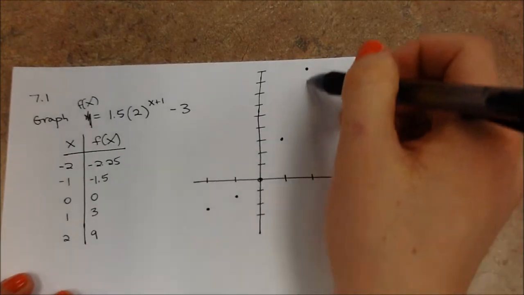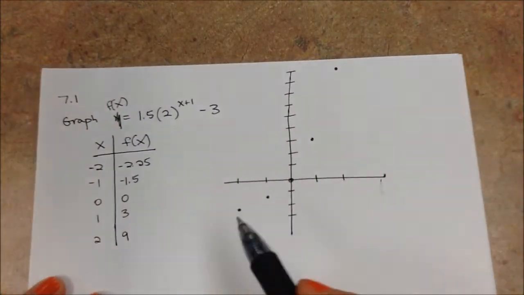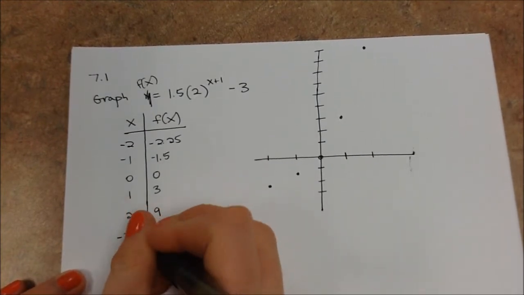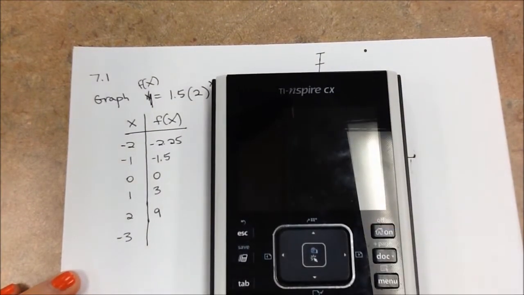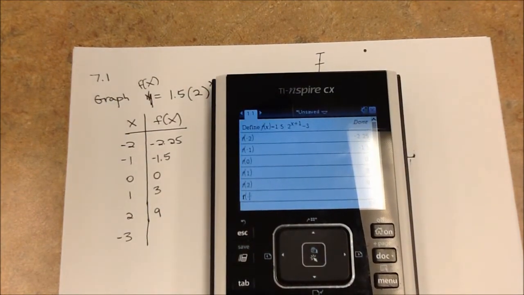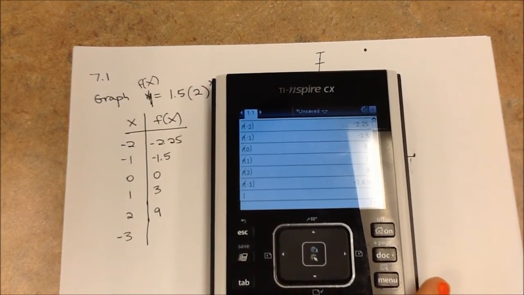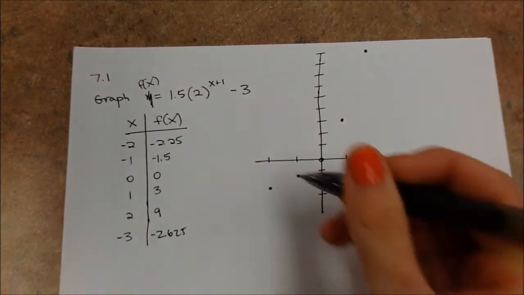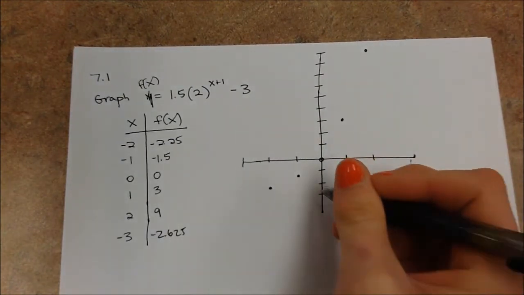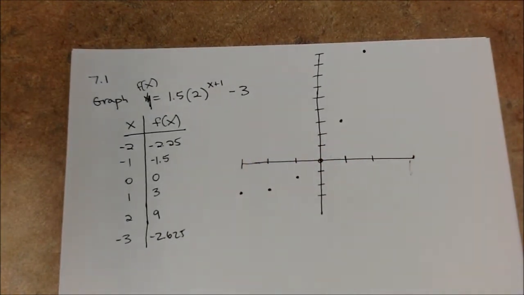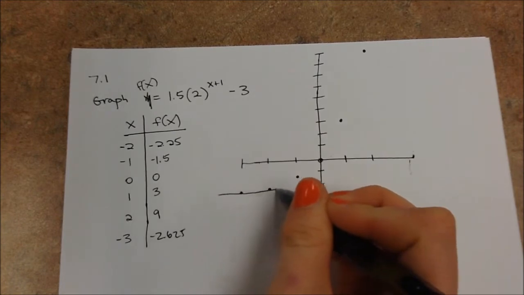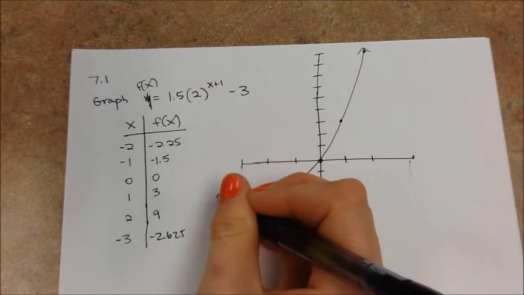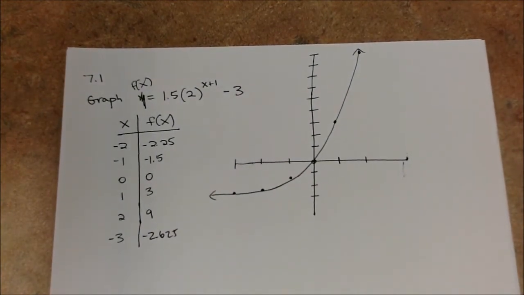All right, so we get a pretty good picture of the exponential part happening over here to the right. Let's do one more point just off to the left. So let's also plug in negative 3, just so we can get an even better picture. If we do f of negative 3, then we get negative 2.625. Okay, so maybe right around there. So it kind of glides this way, and then it's going to run through these points, and then you can see it starts growing very, very quickly off to the right-hand side there. All right, so our graph looks something like that.